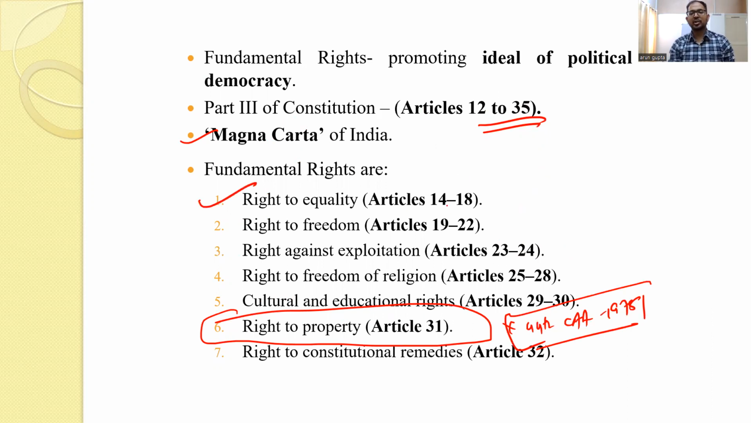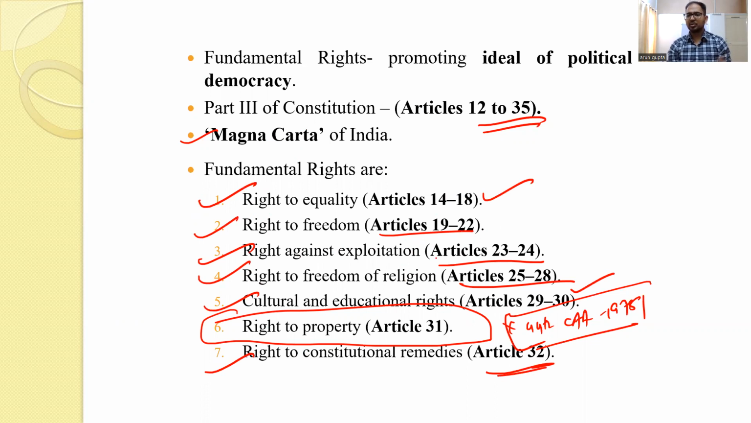First is the right to equality, Article 14 to Article 18. Second is the right to freedom, Articles 19 to 22. Right against exploitation, Article 23 and 24. Right to freedom of religion, Article 25 to 28. Cultural and educational rights, Article 29 and 30. And right to constitutional remedy, Article 32. So you need to know the various categories of rights: right to equality, right to freedom, right against exploitation, right to freedom of religion, cultural and educational rights, and right to constitutional remedy.